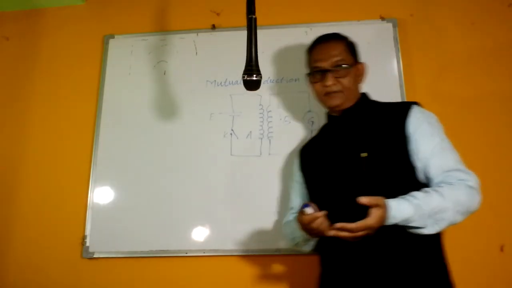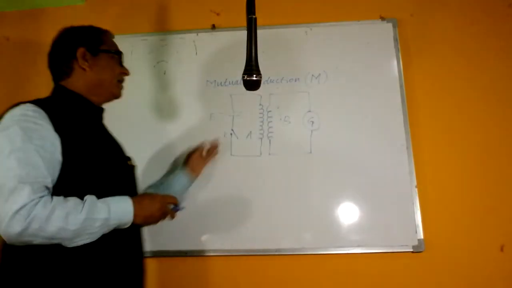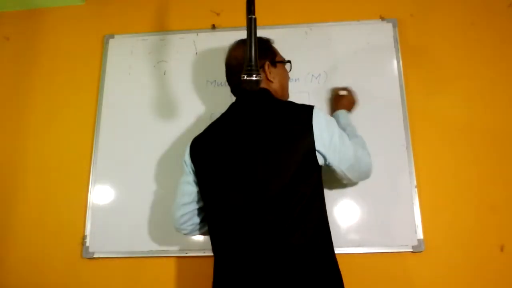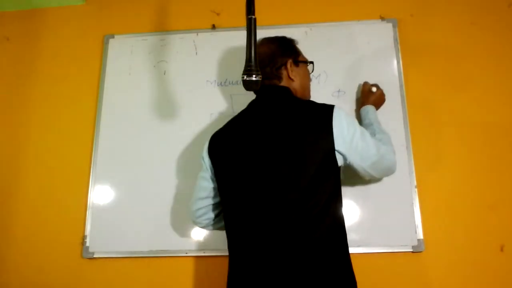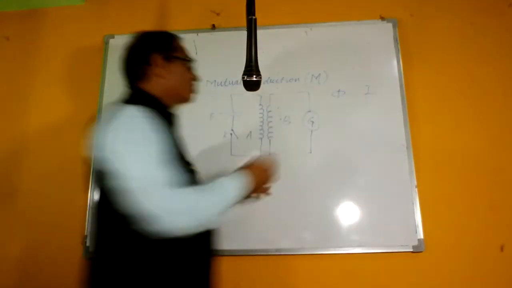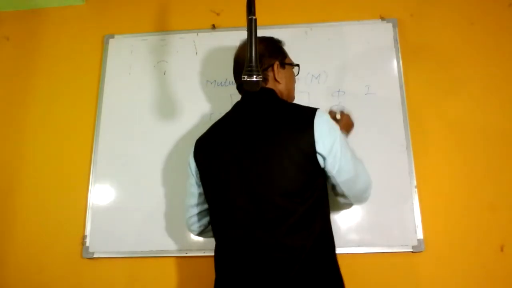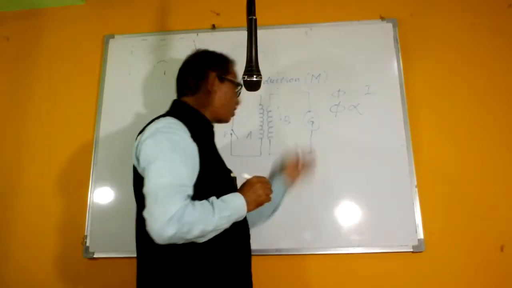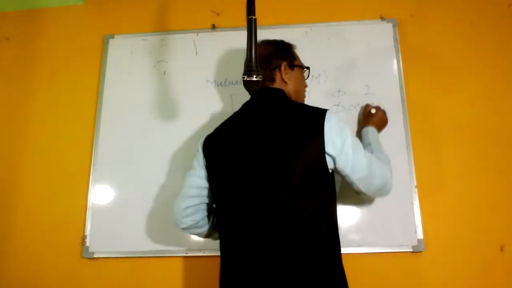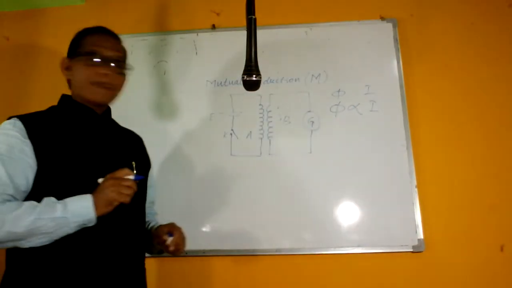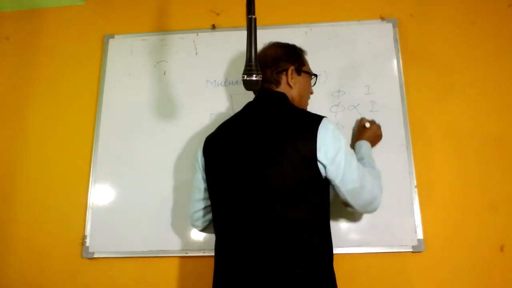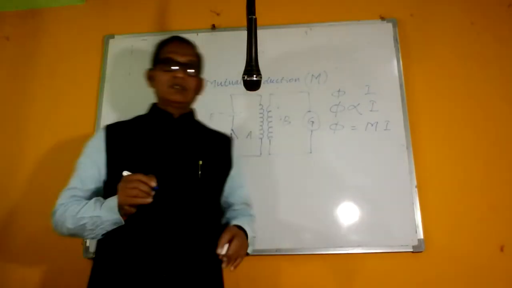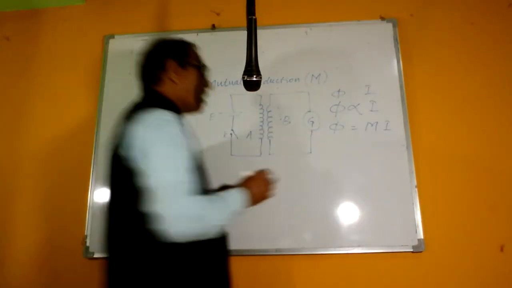Suppose phi is the magnetic flux linked with the coil, and the current flowing through the coil is I. This phi is directly proportional to the current flowing in coil A. If we remove the proportionality sign, phi is equal to a constant M into I, where this constant depends upon the geometric properties of the coils. I call this equation 1.